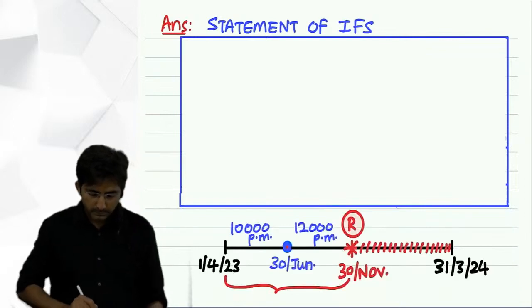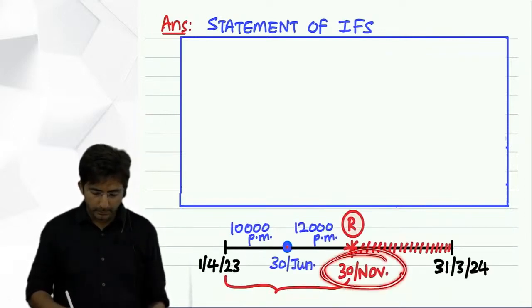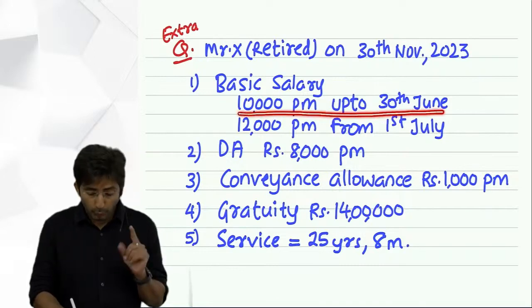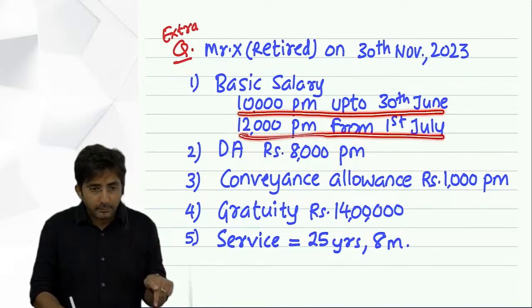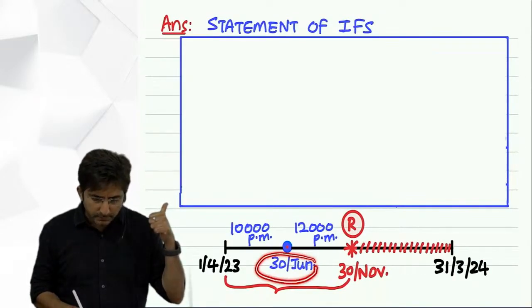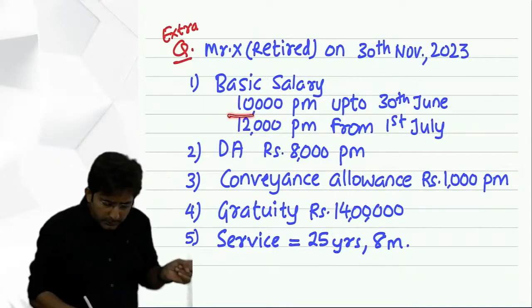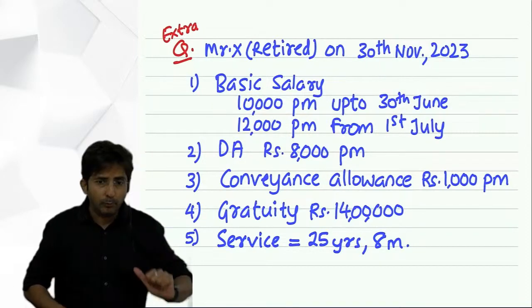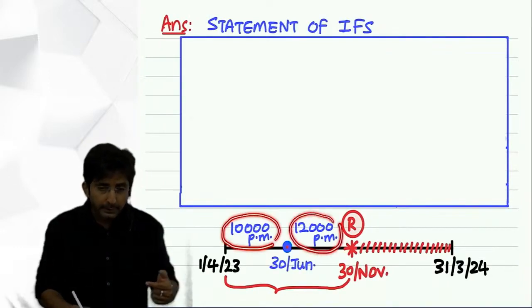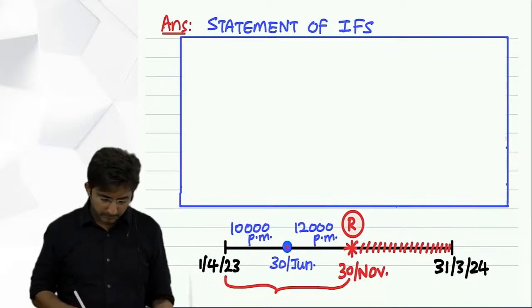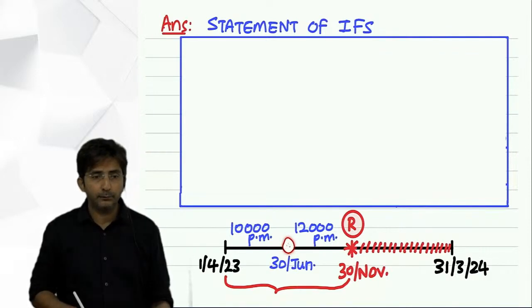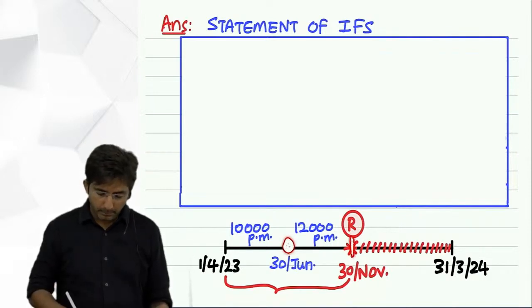Now see what I have done. He has retired on 30th November. Now, check his basic salary. It was 10,000 per month up to 30th June. Note that. It became 12,000 from July. This same thing I have plotted in the timeline. Are you looking at the question or not? It was 10,000 per month up to 30th June, and then it became 12,000. You also present like this. That is per month amount. You can place a dot like this. This dot is 30th June, after which his salary has increased. And after November, he left the job, he retired.